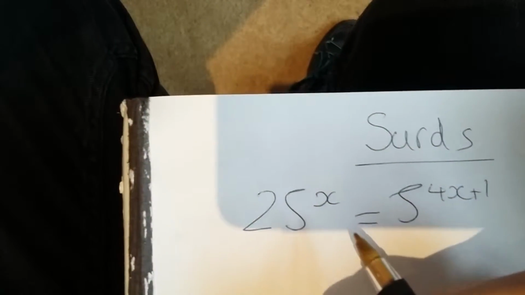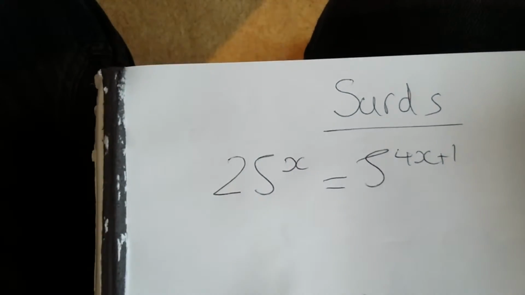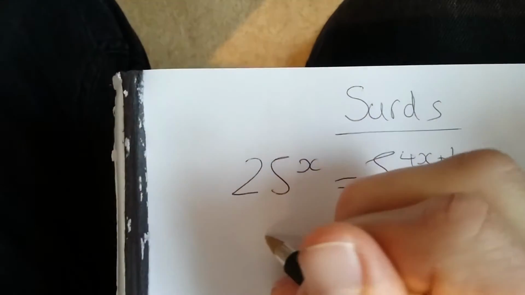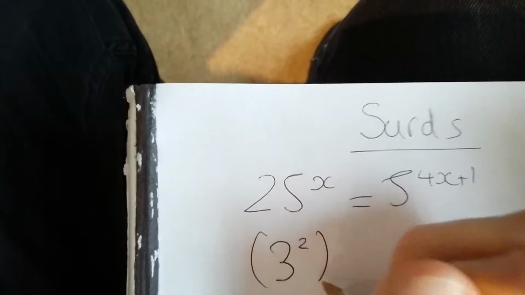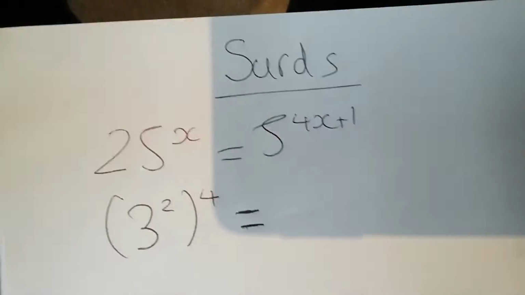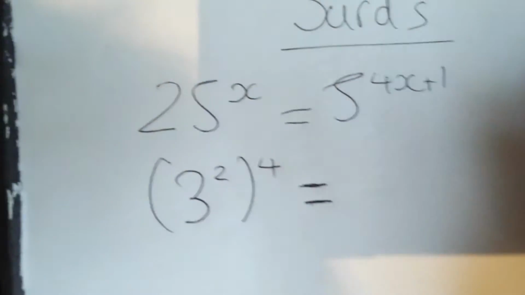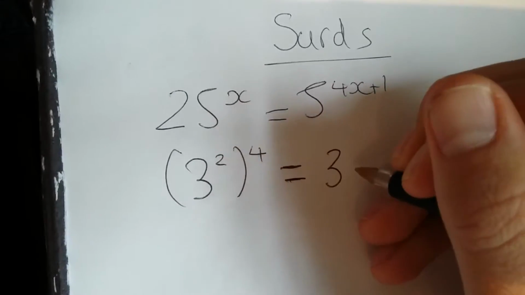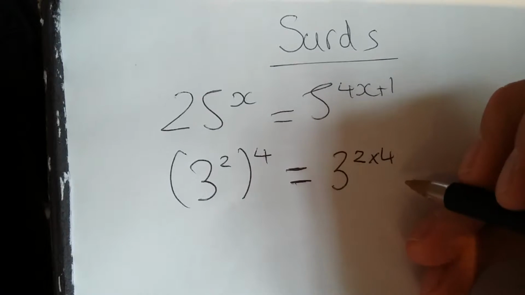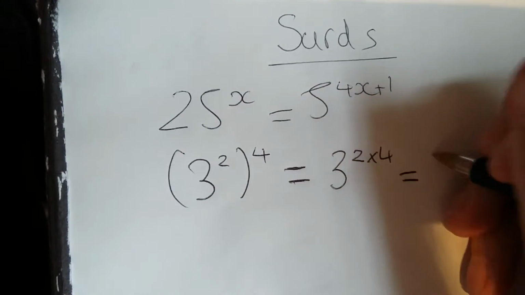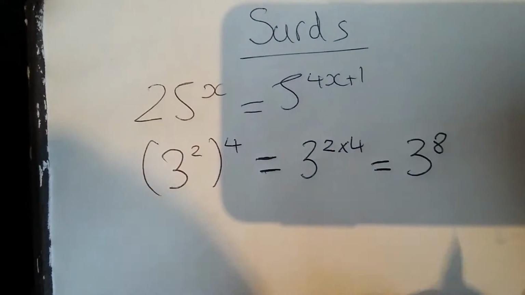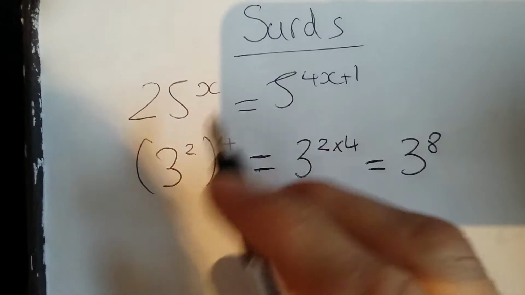Okay. To answer this question, we need to remember the law of indices and what we do when we raise one power to another, such as 3 squared to the power of 4. Okay, and what we do in this scenario is we would have 3 to the power of 2 times 4, because we have 4 lots of 3 squared, and we get to 3 to the power 8. Okay, so we need to remember this law when answering this question.